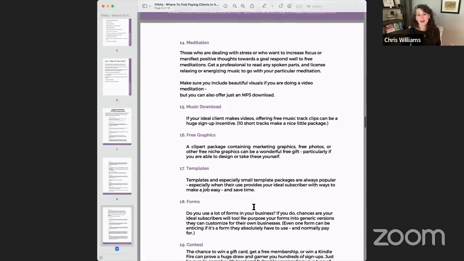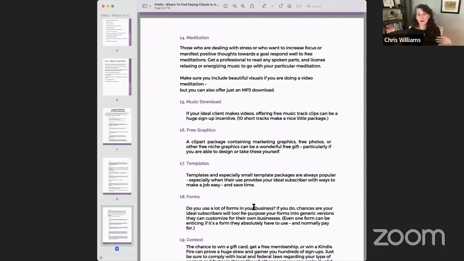Music downloads. This is if you are in sound therapy or energy therapy or frequency therapy, or you just want to help people relax more, you could give people a playlist of music download. Free graphics. So think about a clip art package containing marketing graphics or free photos, or any type of niche graphics can also be a really, really great gift, particularly if you design or you take these pictures or these photos yourself. So that can also be really fun.